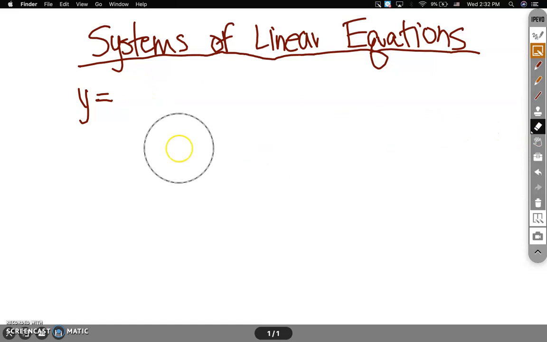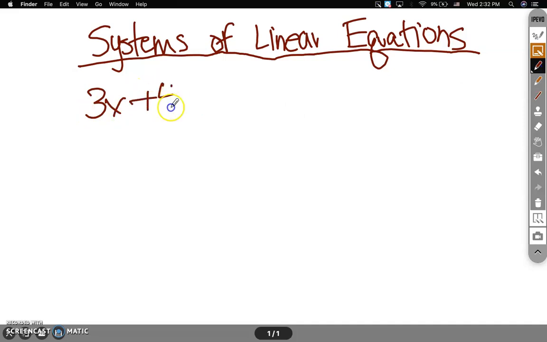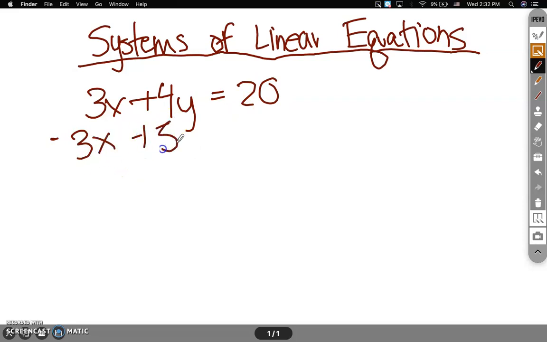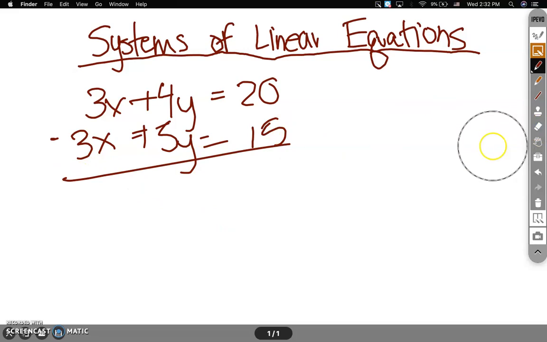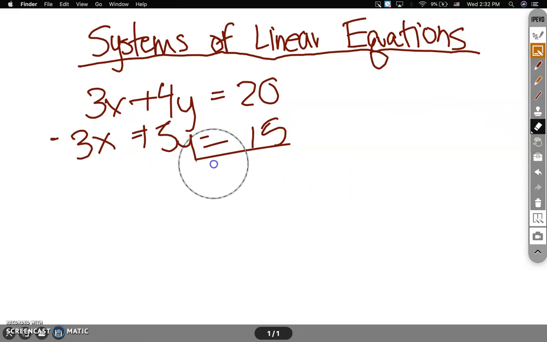No, actually that's not what I needed. Let's say I have 3x plus 4y equal to 20, and then I have negative 3x plus 5y equal to, let's say, 15, okay? It's probably not going to be solvable. I mean, I'm probably going to get a fraction, because I just did the first thing that came to my mind, but let's see how I would solve this.